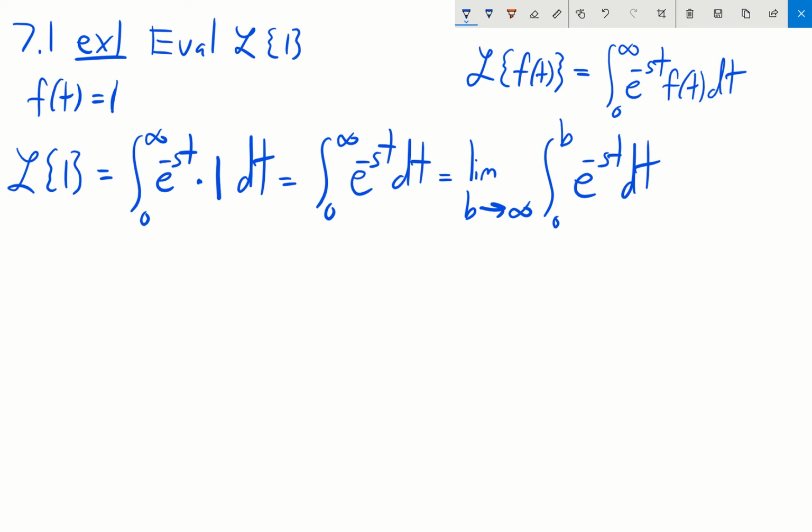This integration can be done pretty straightforwardly. This is a u substitution. If we let u be the exponent, so let u be equal to negative s t, then du is going to be negative s dt. So to do this integration, we need to have a negative s dt on the inside. So what we can do is account for this. We can put a negative s on the inside if we put a negative 1 over s on the outside.